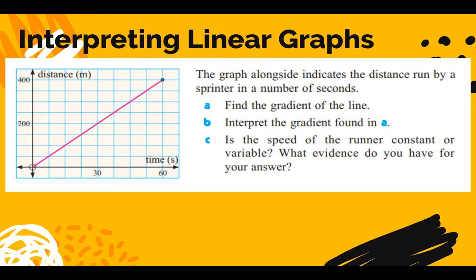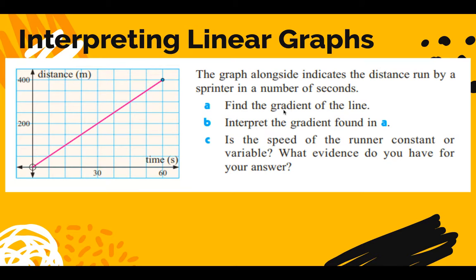Now getting into linear graphs and understanding and interpreting linear graphs. So here's an example, and this graph alongside indicates the distance run by a sprinter in a number of seconds. So on the x-axis, you have time. On the y-axis, you have distance. So you can see that each increase in seconds is also an increase in the distance covered, which would make sense in the context of the problem. The more you run, the longer you run, the longer your distance is.